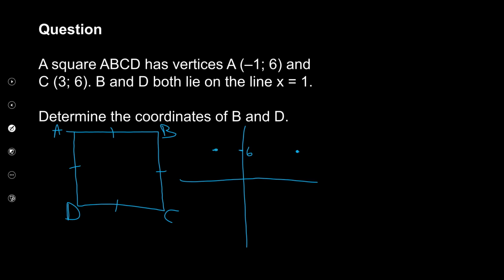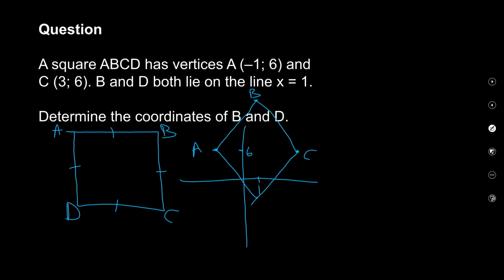And then they say both B and D lie on the line x equals 1. So x equals 1 is just there. So B will be somewhere there, and then D will be somewhere there, right? So if you join it, it will then be A, B, C, and then let's just do it like that. So this will be A, I know this is B, this is C, and that is D.